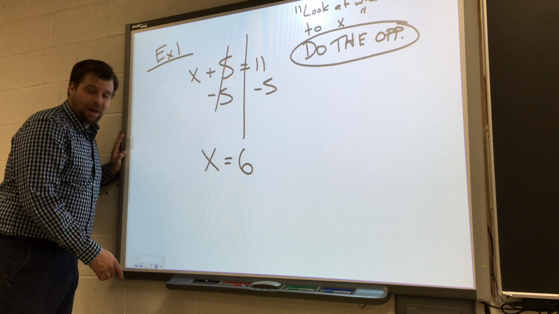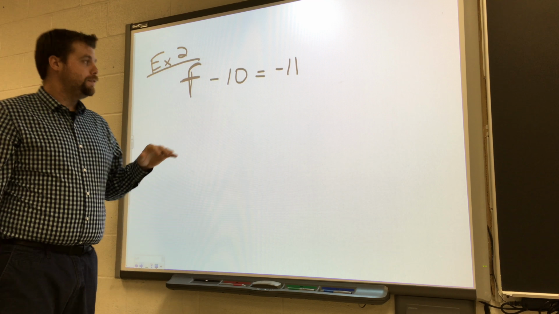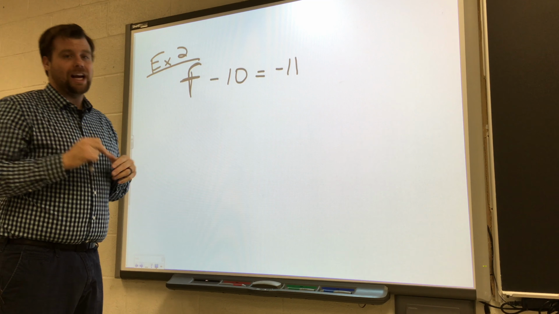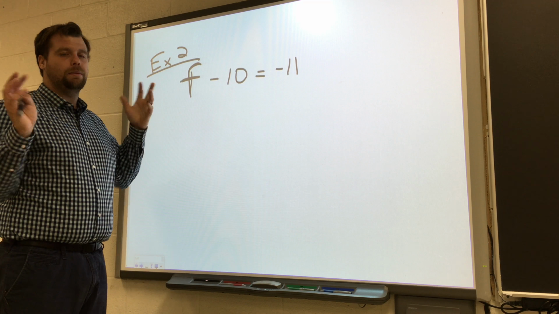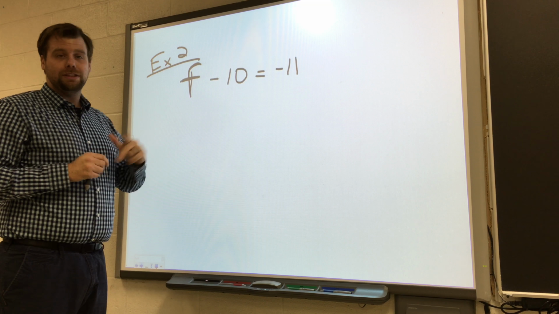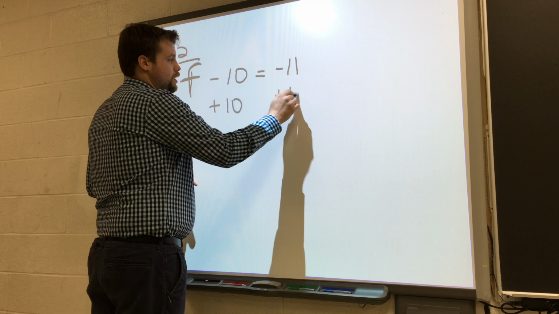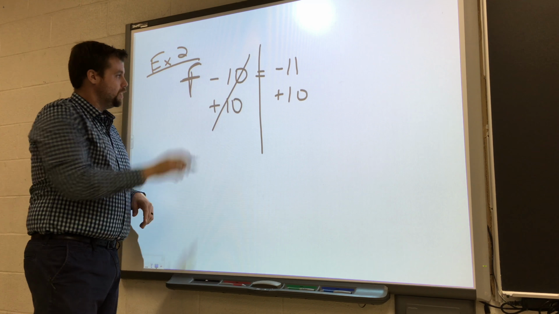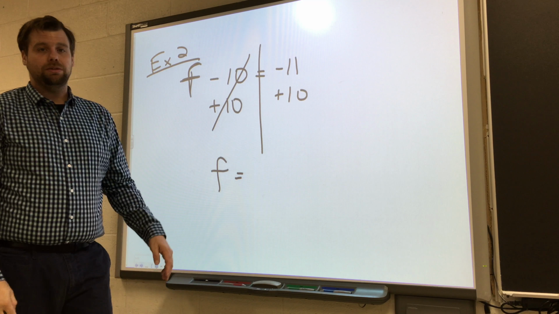Okay, moving on, example number 2 here. F minus 10 equals negative 11. If you look, F is being subtracted by 10. If I want to solve, I want to get this variable by itself. And to do that, I do the opposite of what is happening to it. It's being subtracted by 10, so I add 10 to both sides of the equation. When I add 10 to negative 10, it cancels. We're left with just F over here, and that's going to be equal to negative 11 plus 10, which is negative 1.